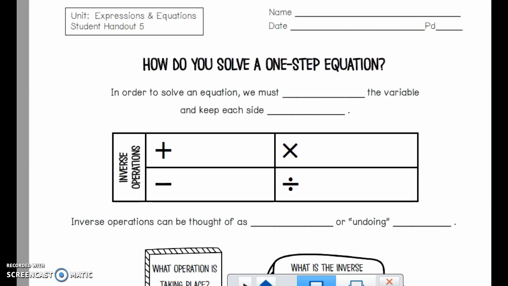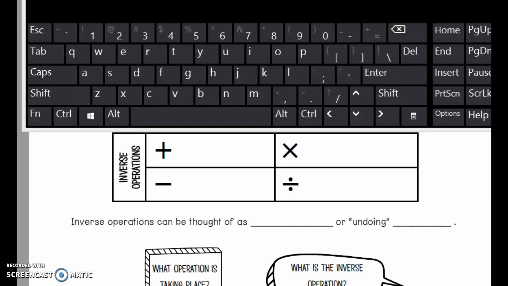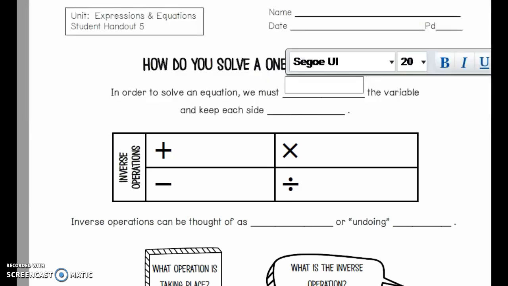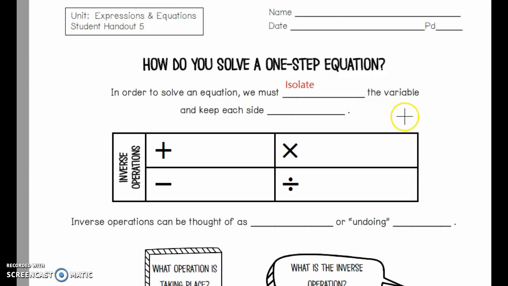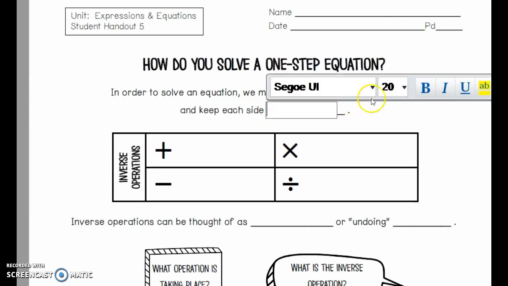Last year you learned about this, and we say, how do we solve a one-step equation? In order to solve an equation, we must isolate the variable. When we say isolate, what we mean is get the variable by itself. I'm sure that sounds familiar to you. And we also need to keep the equation balanced. By balanced, we mean equal on each side.